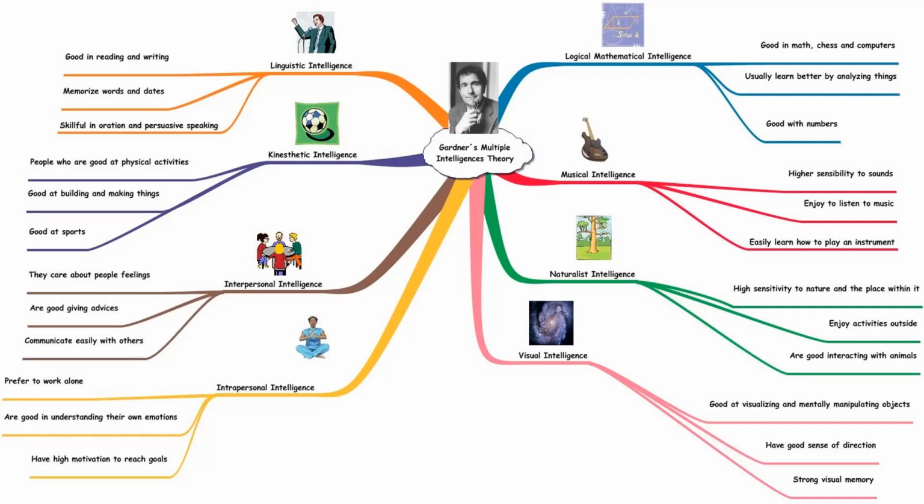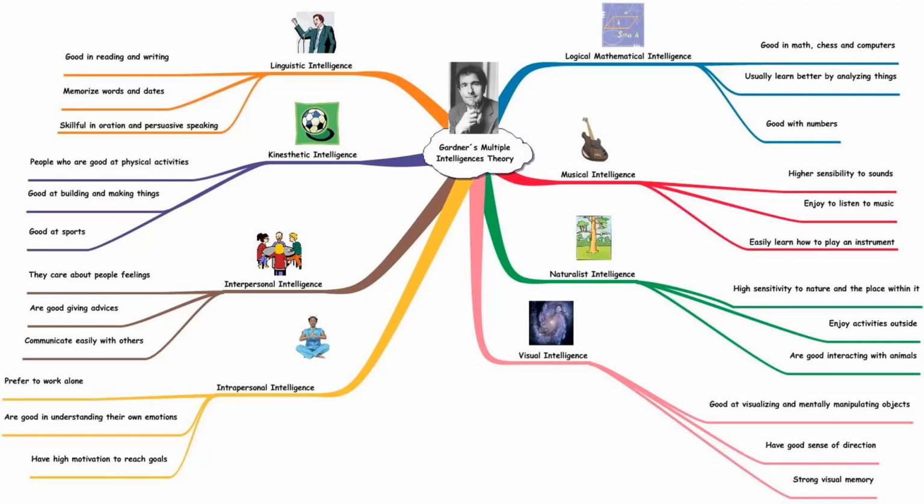So what is linguistic intelligence? How can we find out that we have linguistic intelligence? If we are very good at reading or writing or memorizing words or dates, or we are skillful in oration or persuasive speaking, we have very good speaking skills, then it means that we have linguistic intelligence, which is very required nowadays. Now the next one is kinesthetic intelligence. People who are very good at physical activities like playing, making things, good at sports, this includes kinesthetic intelligence.